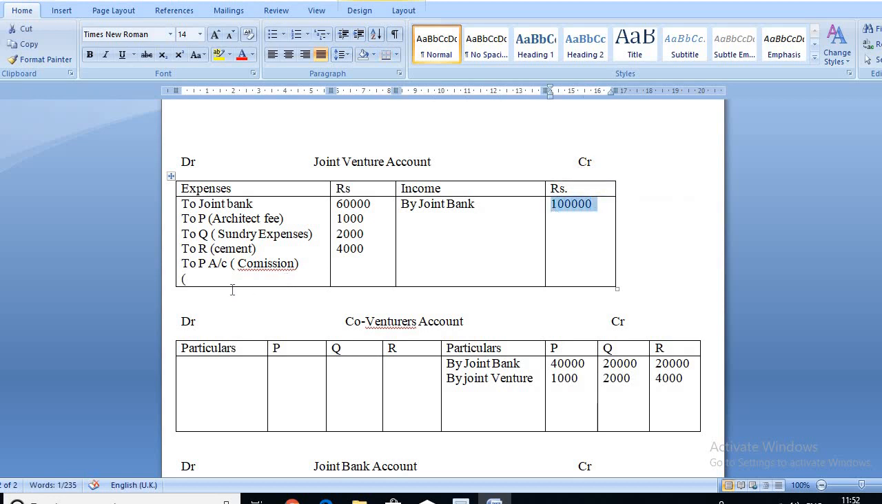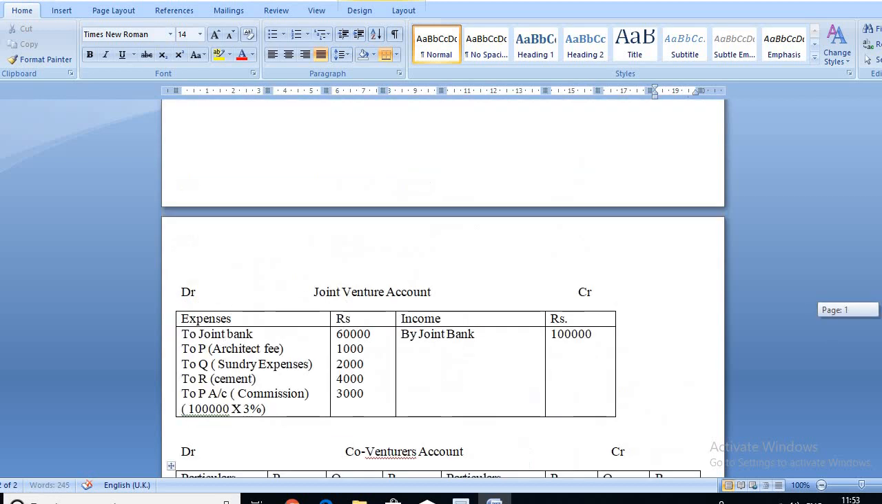So your sales is how much? 1 lakh. So 1 lakh multiplied by 3%. So how much? 3000. So for this entry, we have to make cross posting. So here P is debited. So in P account, it should be credited. How much? 3000. Here by joint venture, P 3000, Q nil and R nil. So all the transactions were over.